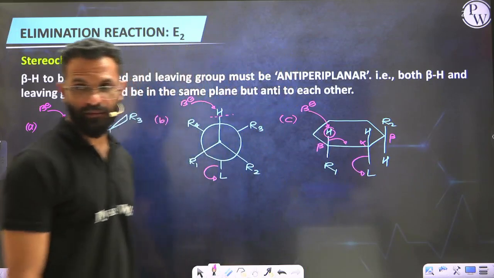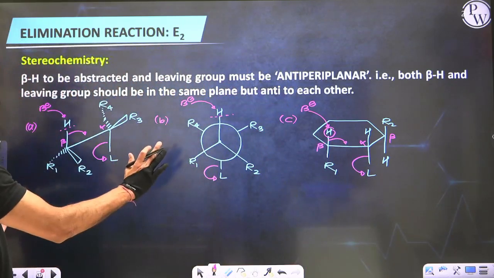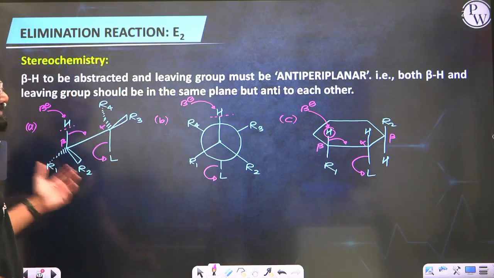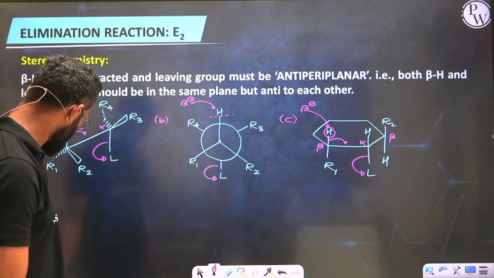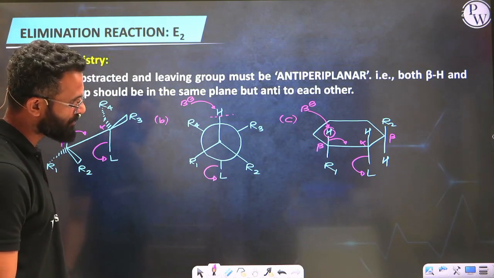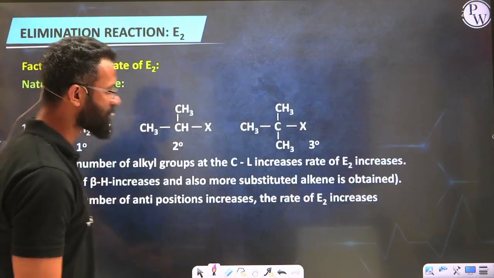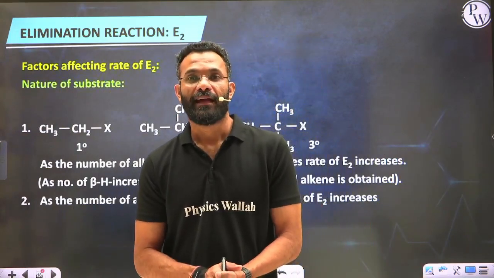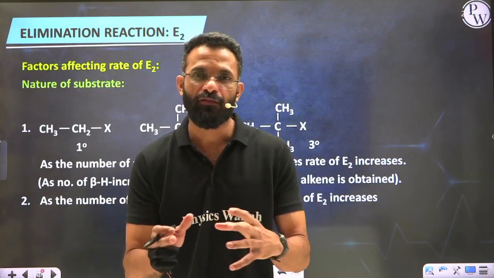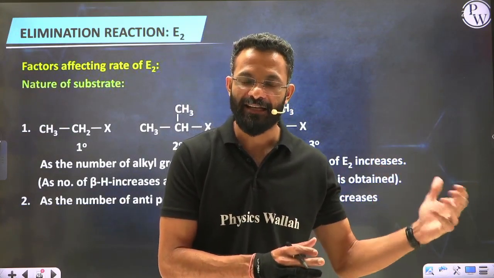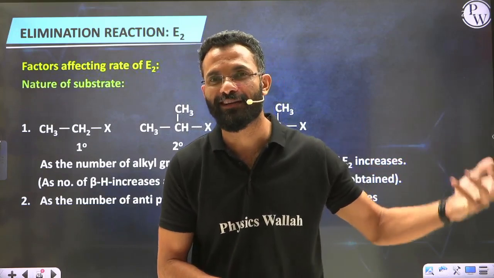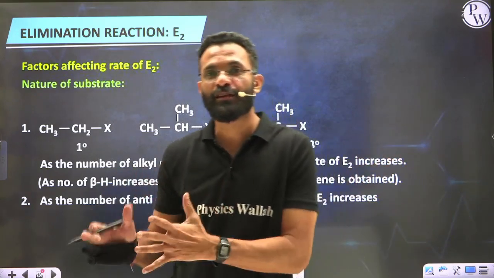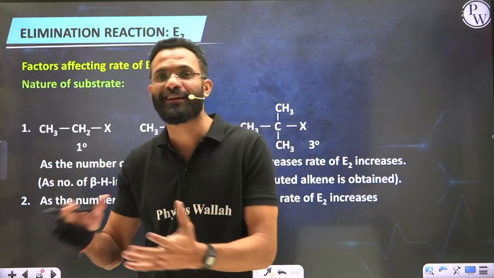Alright guys, so always remember, these are the required stereochemistries of a substrate so that the beta elimination can take place effectively. So those were some of the important characteristics, and now we'll talk about the factors affecting the rate of E2. Well, as we saw, the product of E2 elimination is an alkene and the major product is the more substituted alkene. So for the alkene to be more substituted, the substrate should also be a more substituted alkyl halide.